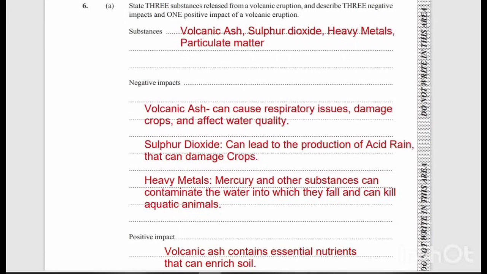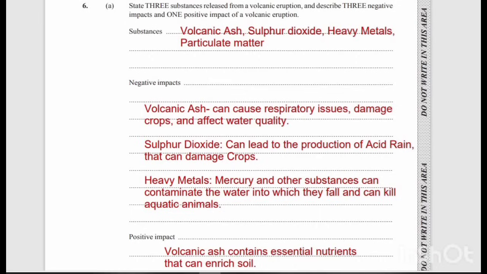Now the negative impacts, volcanic ash can cause respiratory issues and damage crops and affect the water quality. So if ash gets into a person's respiratory tract, that can cause a lot of burning, irritation, a lot of heavy coughing, maybe even some bleeding.